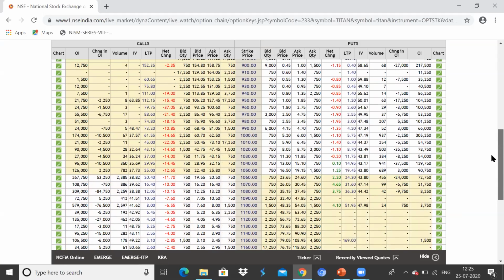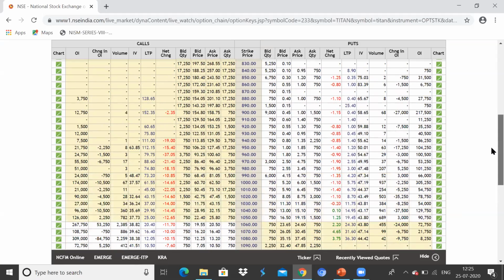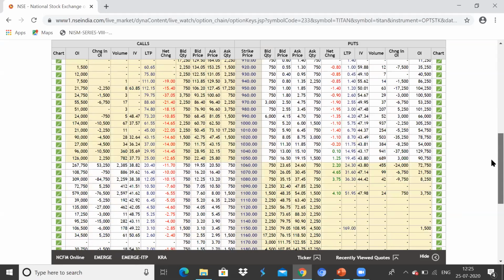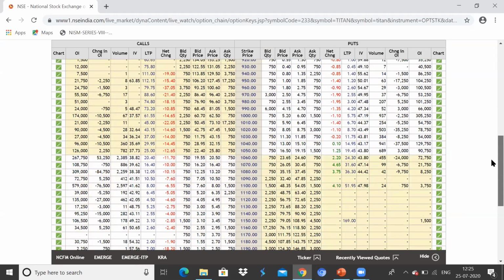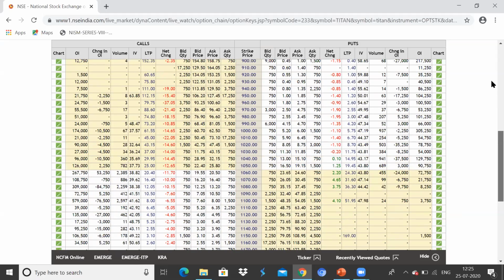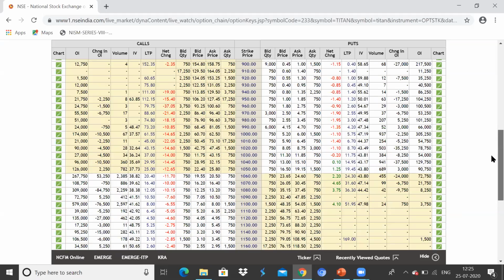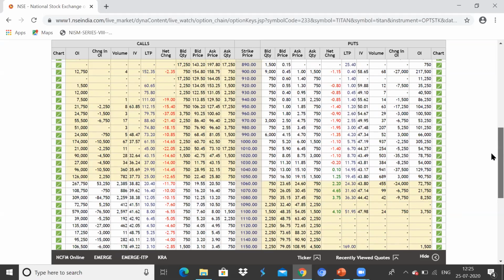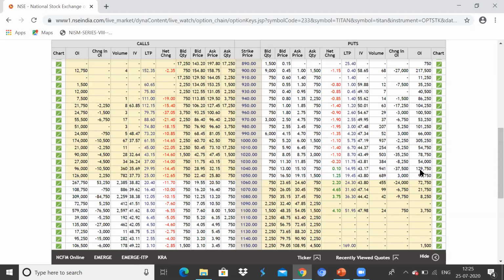Titan support is at, let's say, 1000 zones, and resistance is at 1100. And Titan is quoting at 1057, so it is completely midway. So what do we see? One way to interpret here is that on the call side, highest is at 1100, followed by 1080 and 1060. That means many people have started building on the call side, and call side, we know, is bullish. People buy call options when they're bullish.